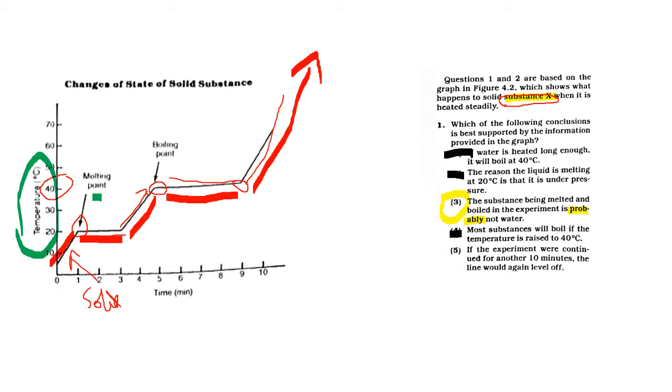So take away answer number 4. Number 5, if the experiment were continued for another 10 minutes, the line would level off again, but the level line here and here is where the state of matter is changing, when it is changing from a solid to a liquid, when it is changing from a liquid to a gas. Once it's a gas, there's nothing else to change to, so there's no reason why it would go flat again. So answer number 5 is not supported. The best answer is number 3.